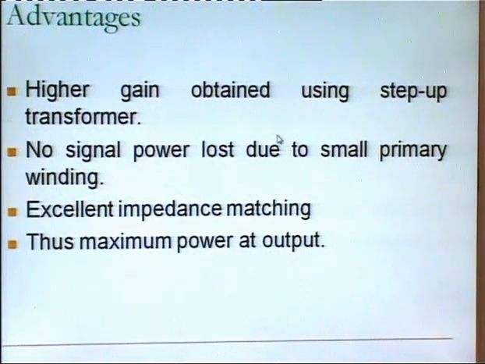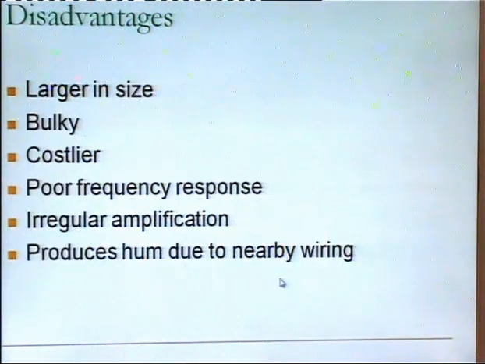Again, the advantage is that higher gain is obtained using a step-up transformer. No signal power is lost due to the small primary winding. Also, this can be explained by the fact that you are not having any resistance component at the output of the first stage. You have replaced RC by a transformer coupling, so there will be no voltage drop across the resistance. You are having excellent impedance matching as you are using the transformer coupling, and maximum power at the output is achieved with respect to this impedance matching, that is P out is equal to P in.